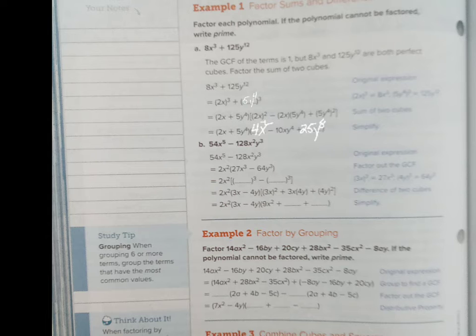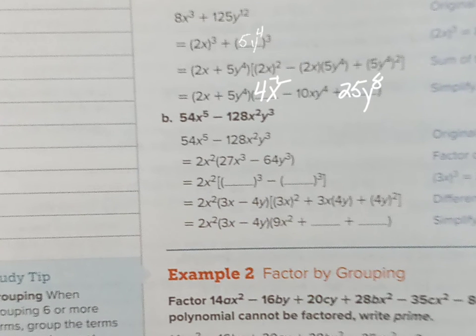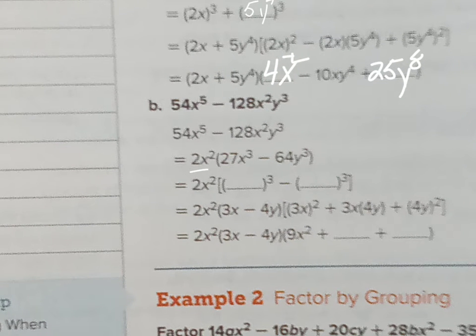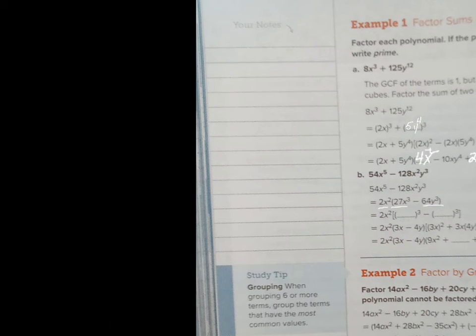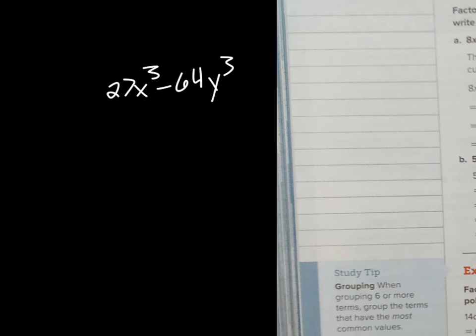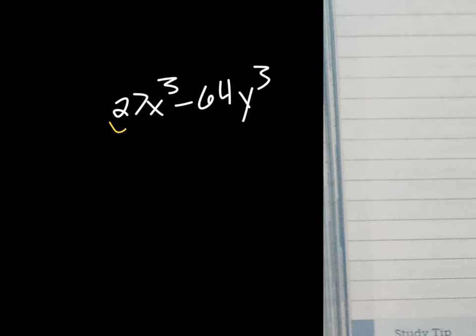Okay, and so they give us another one, and it looks like maybe you can't do anything, but if you pay attention, and you always need to check for greatest common factor, we can take a 2x squared out of everything. And then we're left with 2 terms that you can take the cube root of. So I'm just going to take those 2 terms off to the side and go through it again. So 27x cubed and 64y cubed. The way I think about it is this is my a cubed from the formula, and this is my b cubed from the formula.